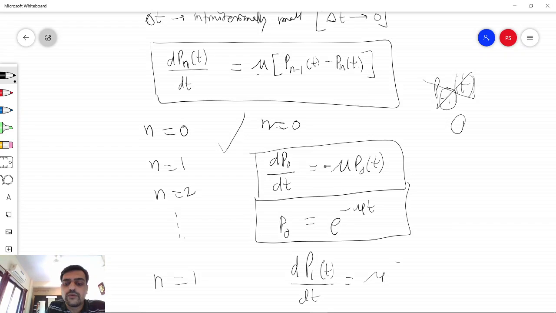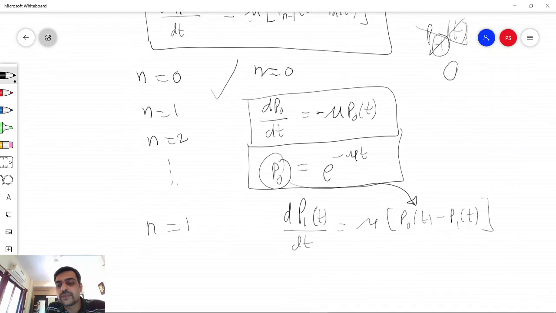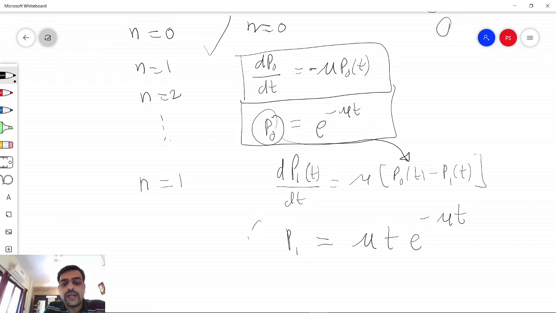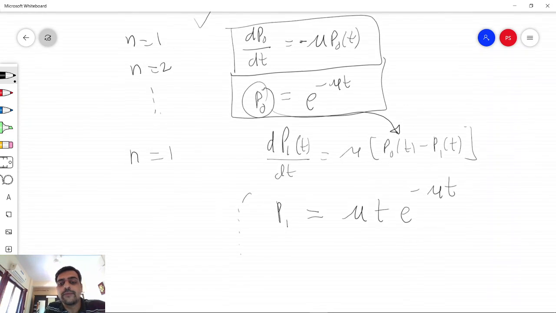dp1 by dt equal to mu times (p0(t) minus p1(t)). We already have an expression for p0 which can be substituted back here, and then we need to solve this equation as well, which gives us, of course we are not going to solve it in detail, mu times t e raised to minus mu t. This can be done n number of times.